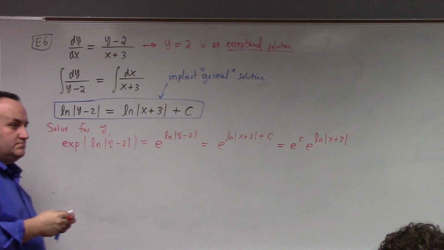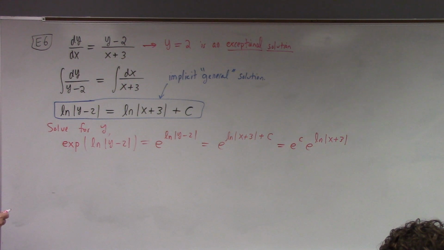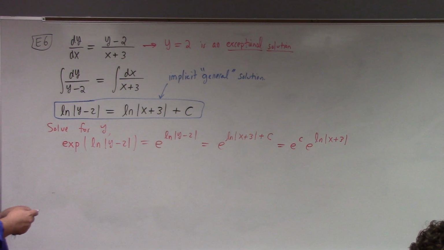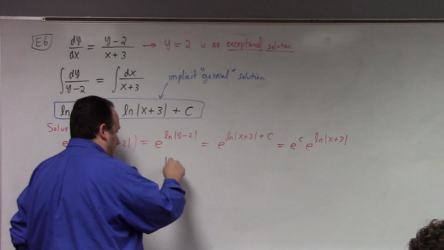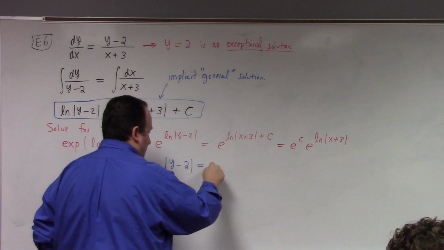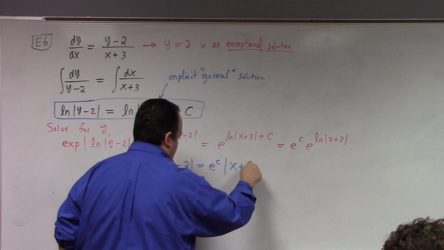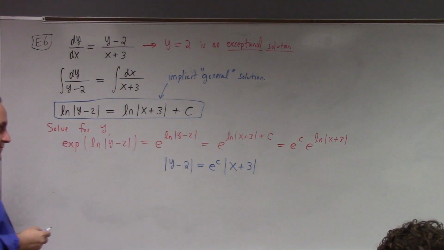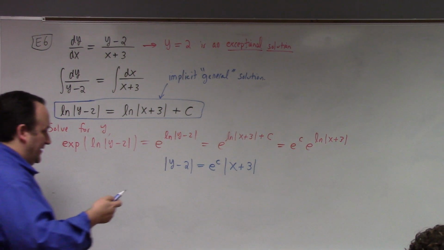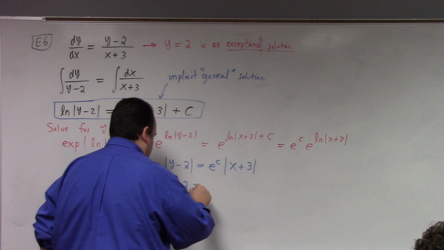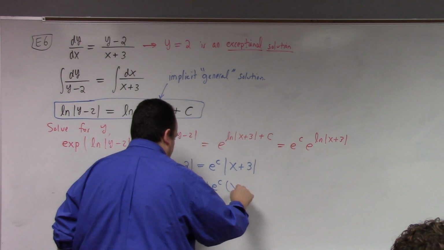All right? And then what? Well, then we should use properties of the log and the exponential, right? The log is by construction the inverse function to the exponential. So what we're looking at here is absolute value of y minus 2 is equal to e to the c times the absolute value of x plus 3. Now think about this logically. If you have absolute value equals absolute value like this, you can summarize all of the possible contingencies by just writing what? y minus 2 is equal to plus or minus e to the c times parentheses x plus 3.